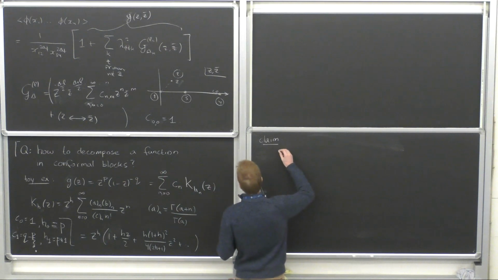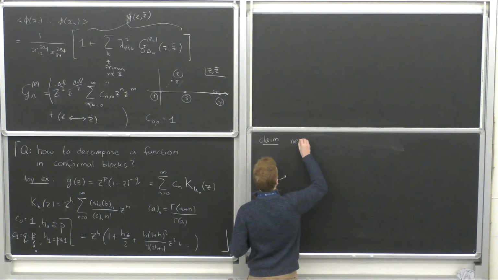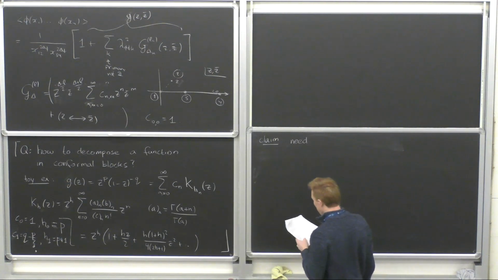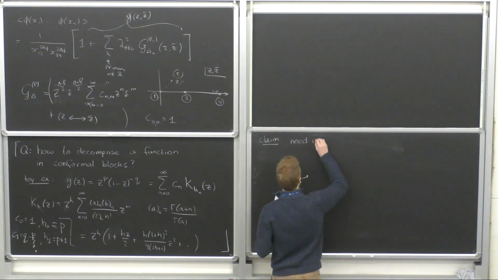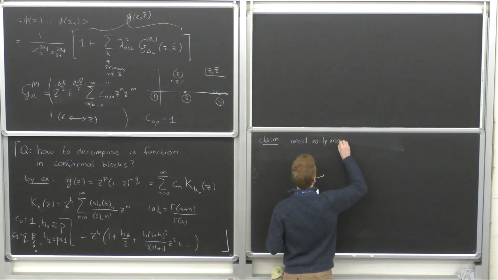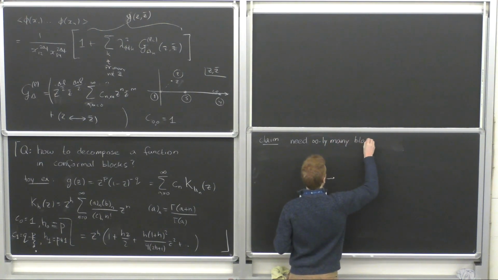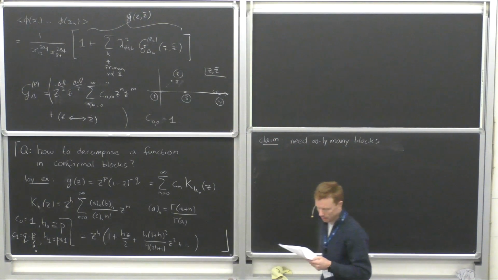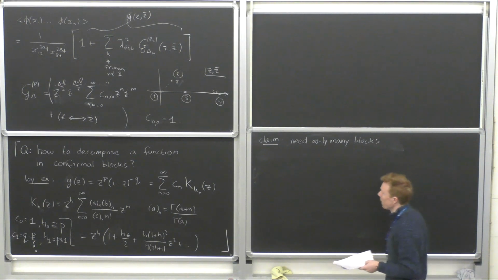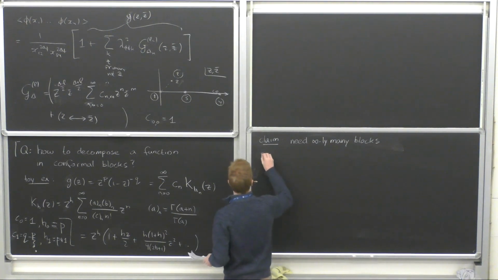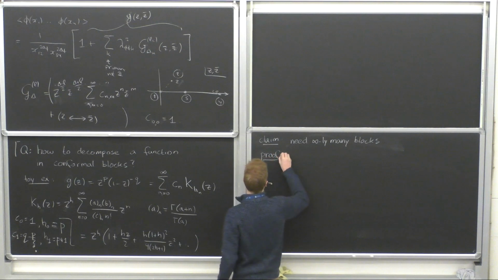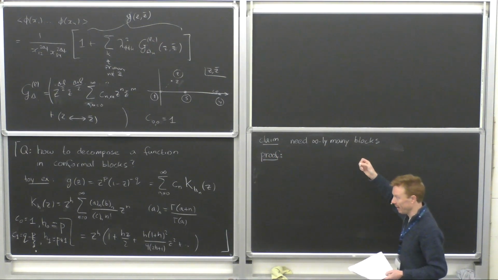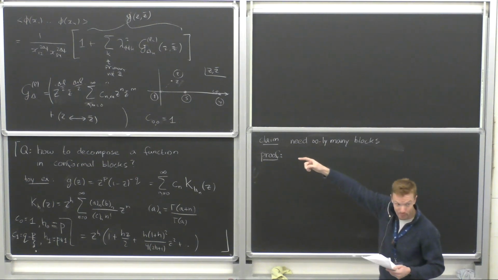The claim is that, going back to this example where I look at the z to 1 limit of a single block, I need infinitely many blocks in this decomposition. This decomposition always requires infinitely many blocks. Again, if you have Virasoro blocks, a few of them, but a single Virasoro block decomposes into infinitely many things that I call conformal blocks here.